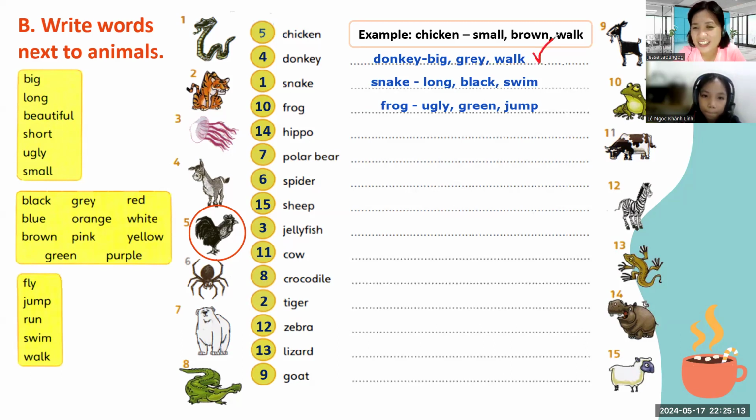Very good. Next, number 2, snake. Describe a snake. A snake is long. Color is black, and it can scream. Oh, correct. Next, how about the frog? What can you say about the frog? The frog is ugly. Its color is red, and it can jump.